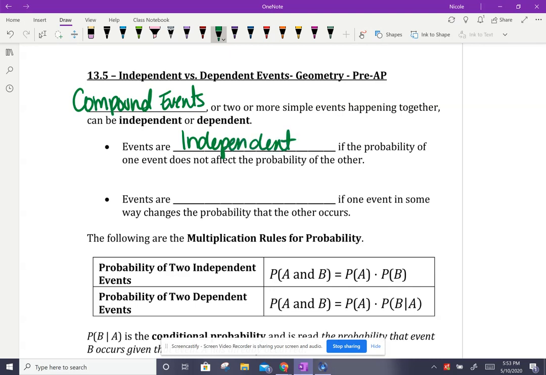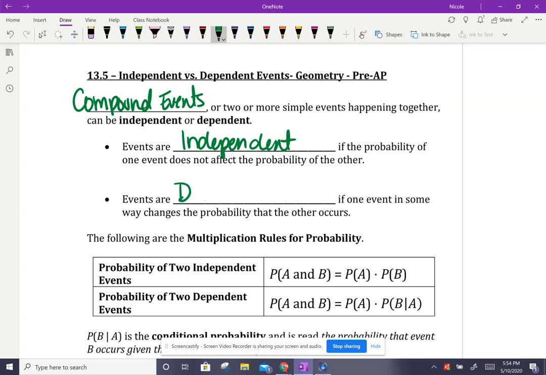Events that are independent of the probability, events are independent if the probability of one event does not affect or impact the probability of the other. So choosing a red ball out of a bag of blue and red balls has no impact on choosing an apple out of a basket of apples and oranges. They don't change, they're completely separate things that are occurring, so they don't impact or affect each other.